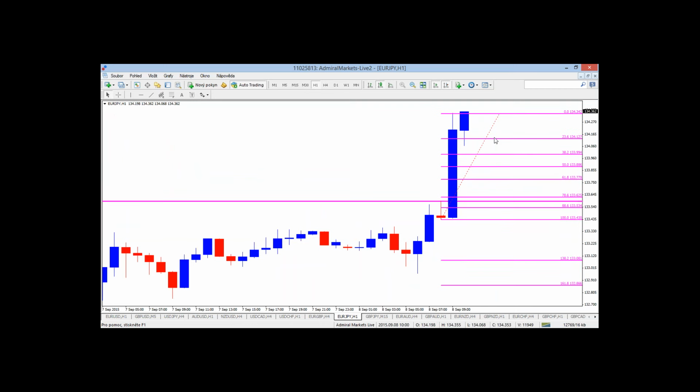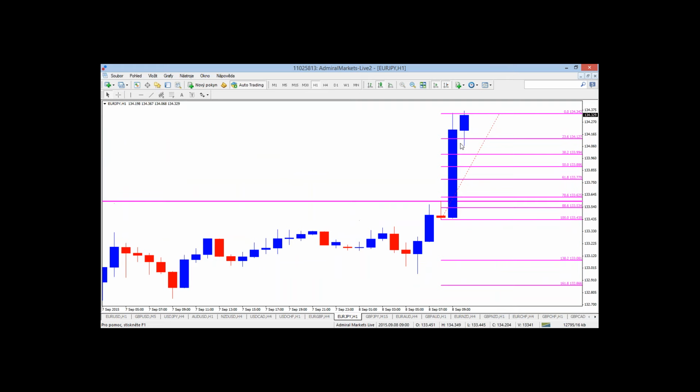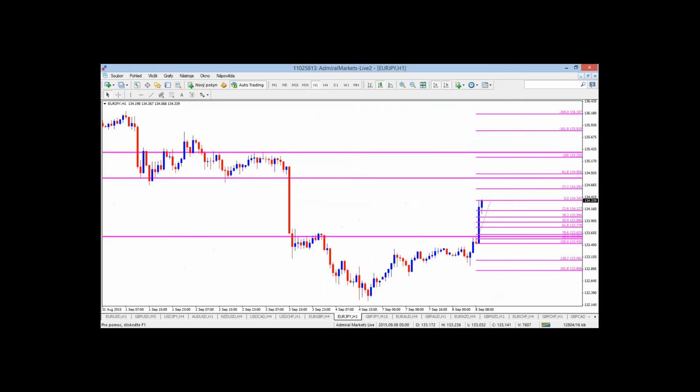For the moment, probably retracements for more long seems more interesting. But it really didn't make much of a retracement. It only went to the 23.6 fib, which is very shallow and not worth it, in my opinion. Sometimes it is. Not in this case.